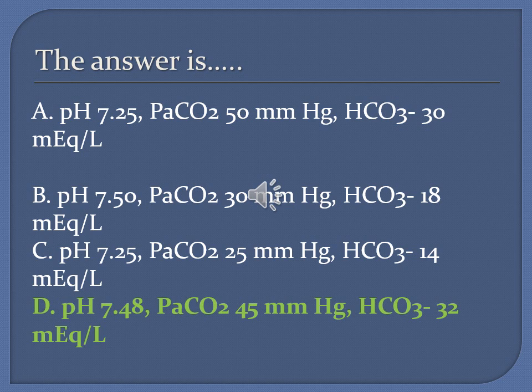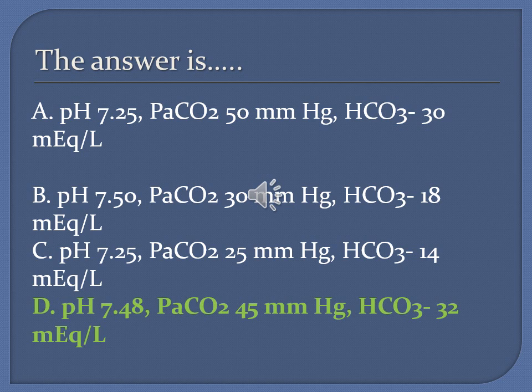Step four, match the CO2 or the sodium bicarb with the pH. So if the pH is acidotic and the CO2 is acidotic, then the acid base disturbance is being caused by what? By the respiratory system. So if the pH is alkalotic and your bicarb is alkalotic, then it's being caused by your metabolic system or renal system. So you would have a metabolic alkalosis.